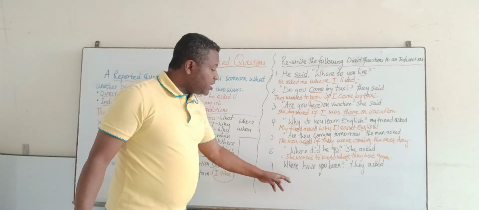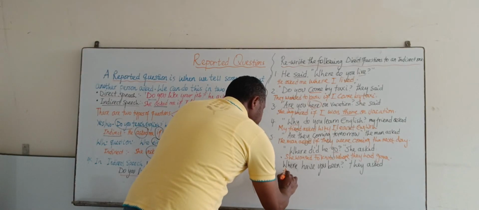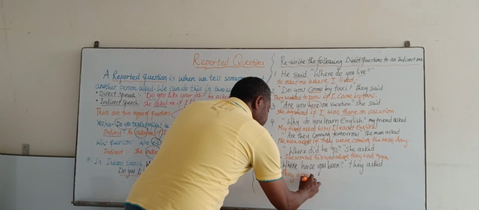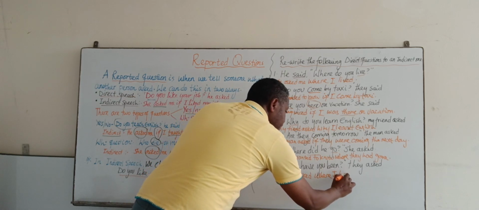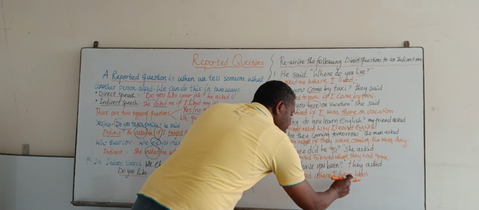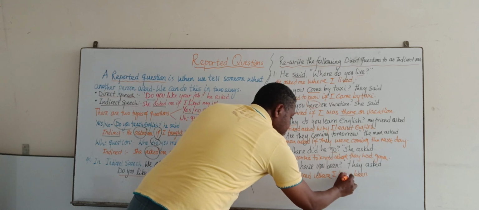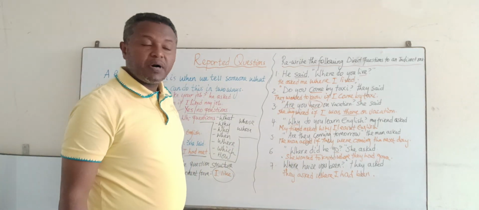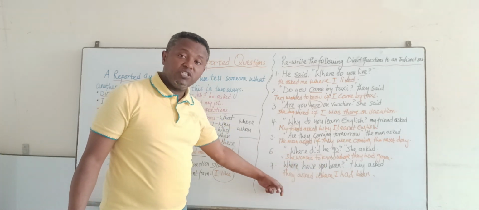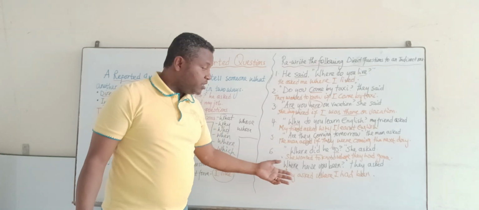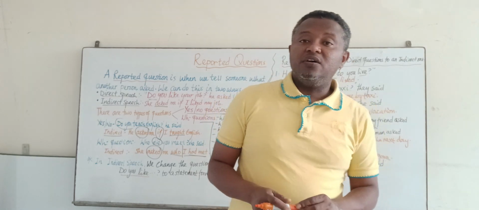And finally, where have you been? Okay? They asked where I have been. Okay? No, have been, had been. Because the original sentence was present perfect, so this one will be changed into past perfect. So where have you been? They asked where I had been, or they wanted to know where I had been. So these are the different examples and exercises that we practice now.